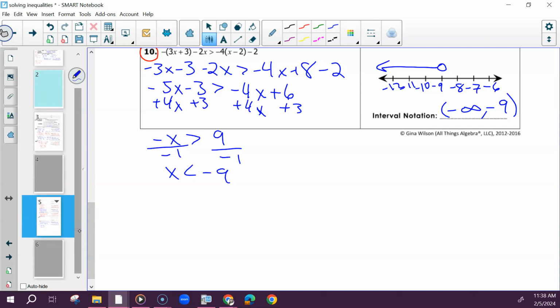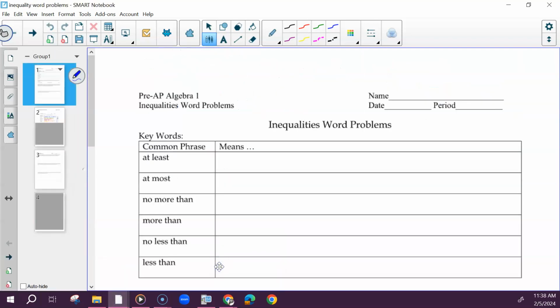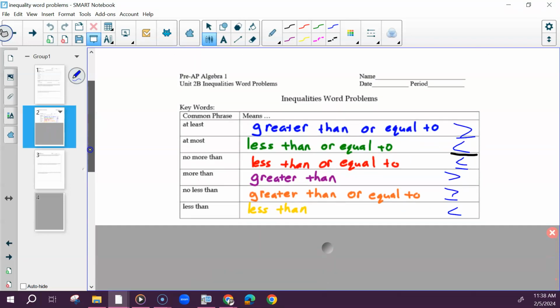Okay, if you would like to take a second and stretch, you can, otherwise we're going to move on. Go ahead and fill this out.